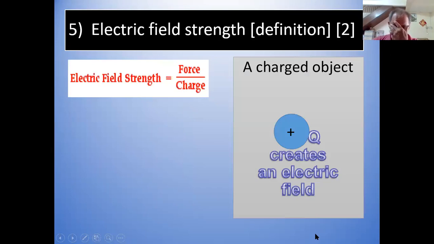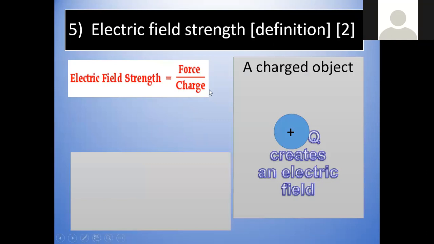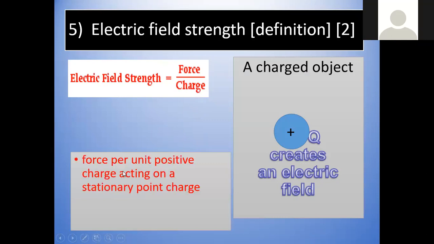Okay, so far we have looked at pictures to represent the magnitude of the field, where it's stronger and where it's weaker. Now we want to define how to measure the electric field. So we define it as force divided by charge. Usually the charge we use is a positive charge. The electric field is the force per unit positive charge acting on a stationary point charge.